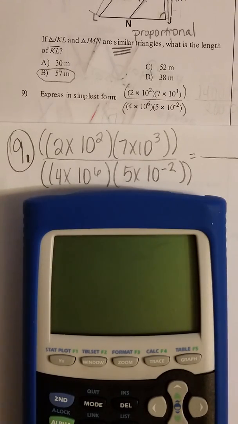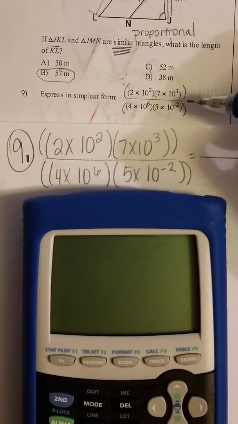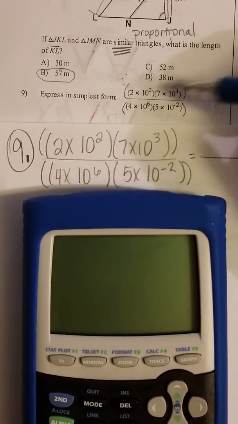STAAR 8th grade math sample exam problem number 9. This one's in scientific notation, and you'll see I've written it on your paper, and I put an extra set of parentheses around it. If I want to put this whole thing in my calculator at once, then I need to put an extra set of parentheses around the top and an extra set of parentheses around the bottom. The reason I would do that is because I don't want it to mess up the division and only divide the middle two numbers instead of all the numbers.